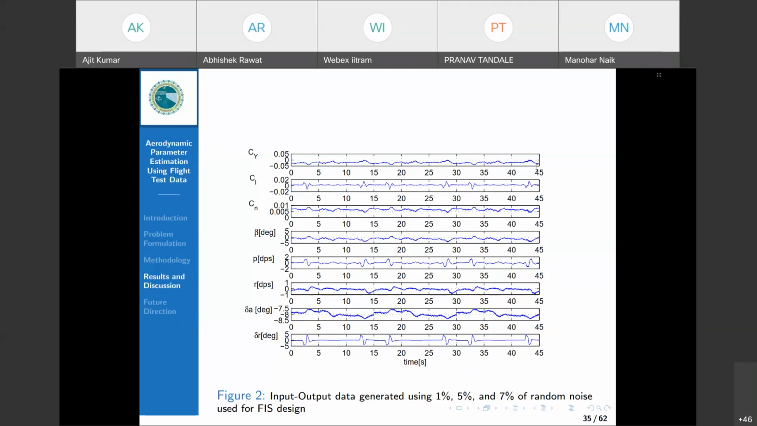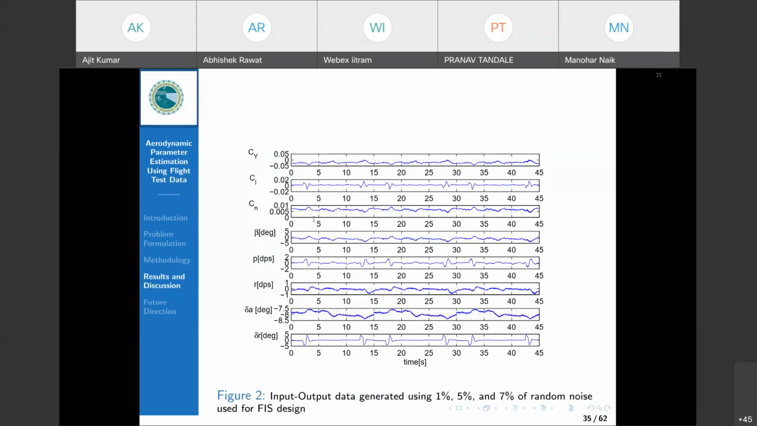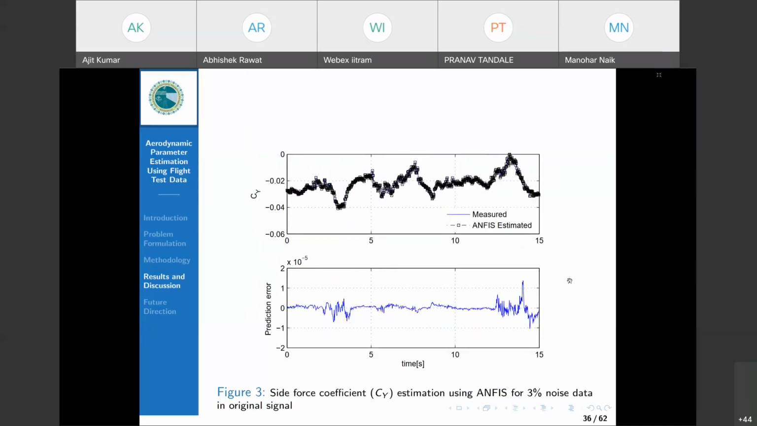We also wanted to have a bigger data, and purposefully we added noise of different degrees, just to see how they respond. After this training, I'm showing you only the NFIS estimated results. Similarly, we also had results for ANN and GPR. Let's say, for example, we talk about CY. We have trained our model, our fuzzy inference system FIS, using 1%, 5%, and 7% of random noise. But for the validation, we have added noise of different degrees in the data, which were not part of the training. So first we add 3% of noise data in the original signal.